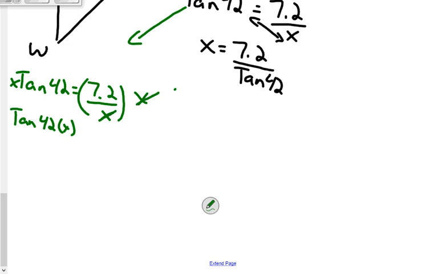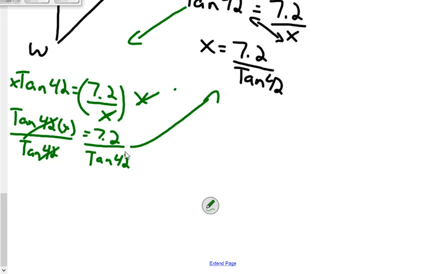So these cancel out, and I'm left with 7.2, right? Now, tangent 42 is being multiplied to x, so what's the opposite of multiplication? Division. So I divide both sides now by tan 42. Because remember, tangent 42 is actually a number, right? It's not just words, it's actually a number. So then these cancel out, and I'm left with 7.2 divided by tan 42.